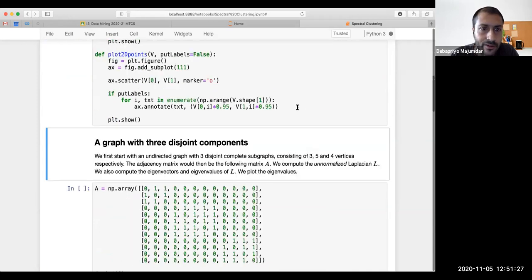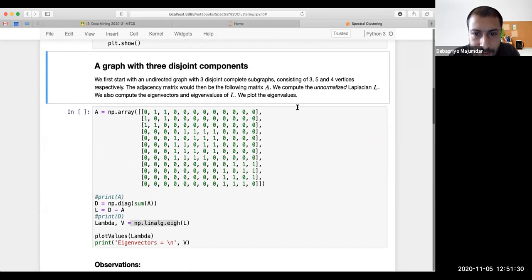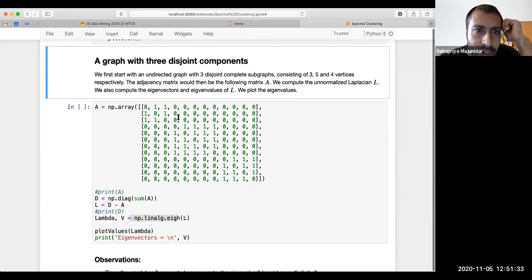So let's look at a graph with three disjoint components. Here, I'm not drawing the graph, but you can clearly see what the graph means. This is the adjacency matrix. So the diagonals are all 0. Essentially, the first three nodes are all connected to each other, right? And in this case, I'm starting with an unweighted graph, or weight equal to 1 for everything. Then the next 5 are again all connected to each other, and the next 4 are again all connected to each other. So the structure of the graph is very clear, right? It clearly looks like a block here, and a block here.